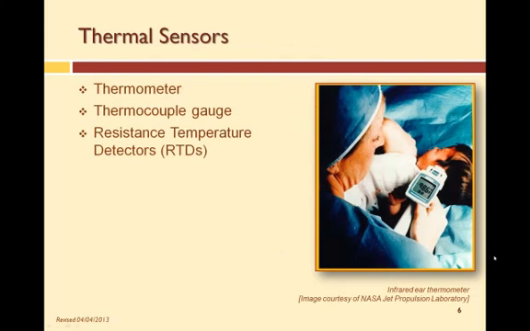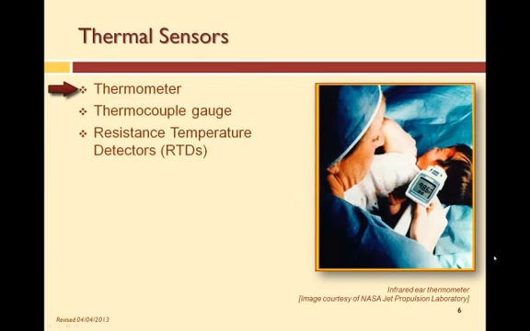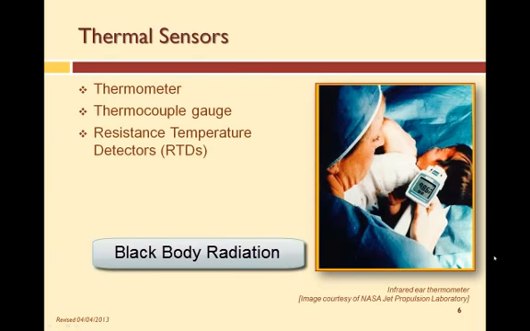Just like there are different types of transducers, there are many different types of sensors. Thermosensors are devices that measure hot and cold. Thermal sensors use some type of transducer that converts temperature or heat to another form of energy. For example, a thermometer, like the one you use to take your body temperature, measures absolute temperatures, which are temperatures relative to absolute zero. The thermometer in the picture is an infrared thermometer that can sense body temperature without contact with the body. These thermometers work using an occurrence called black body radiation.